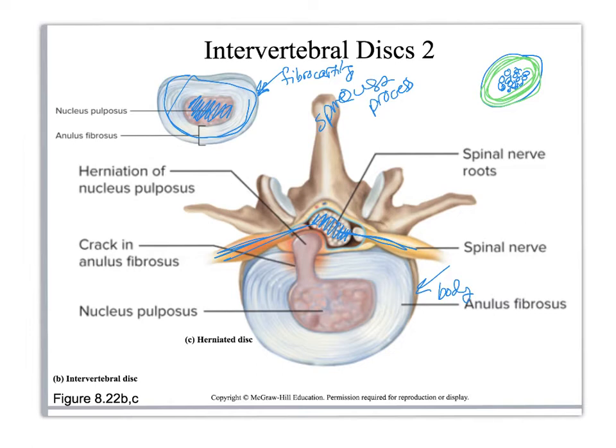Now, sometimes that doesn't work, and basically you get little tears or ruptures in the fibrocartilage, and this pulp does squish out. And when you have pain from a herniated disc, what's happening is it's compressing usually some part of the spinal nerve, which is really unpleasant.